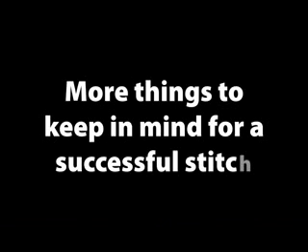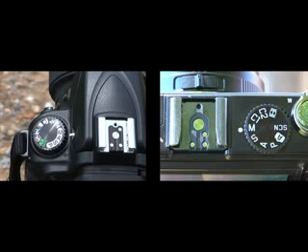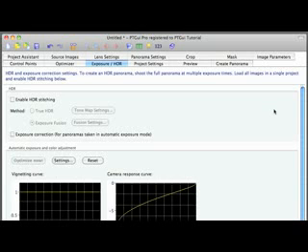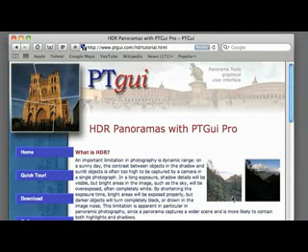And here are a few other things to keep in mind for a successful stitch. Assuming that you have a camera that has a manual mode, make sure your exposure is locked by selecting the M mode on your camera. This ensures that all images will be taken with the same exposure settings. And then expose for the highlights, or if it's a high contrast scene, expose for the most important part of the scene.